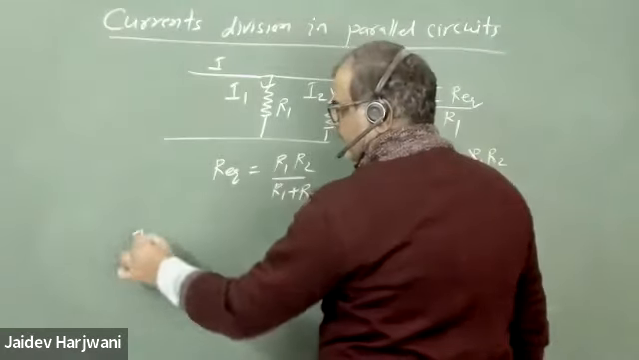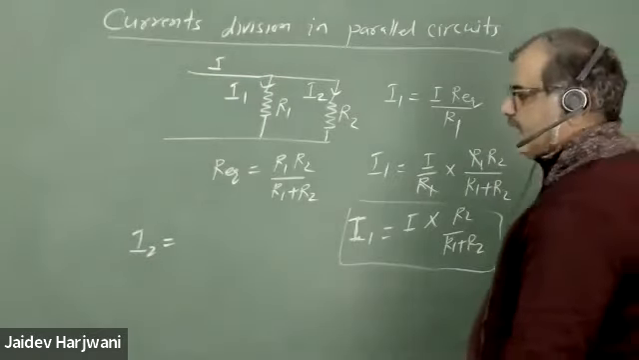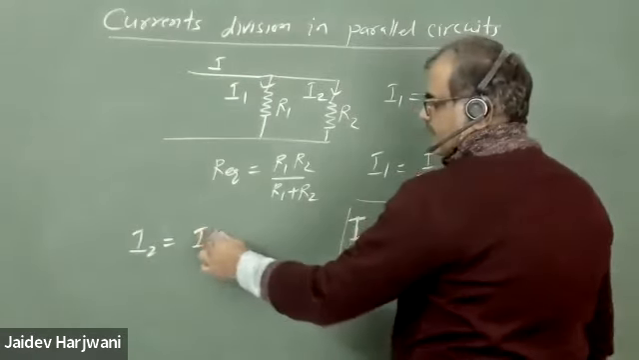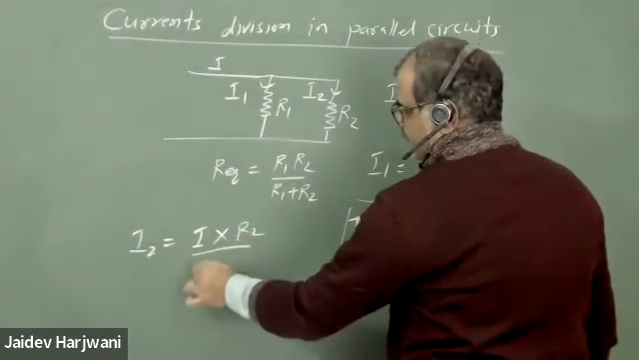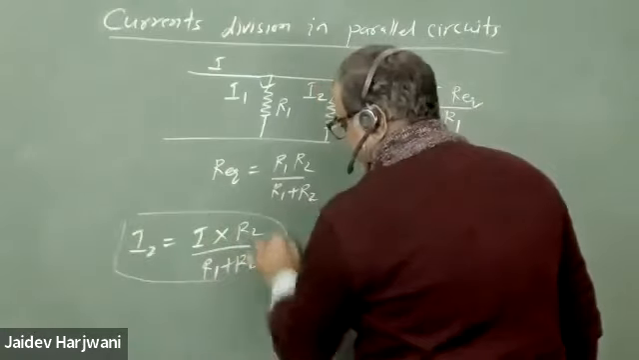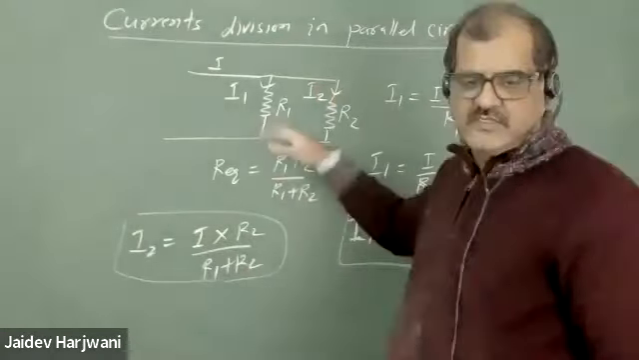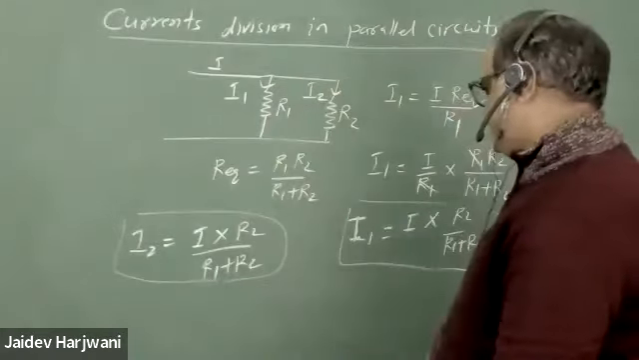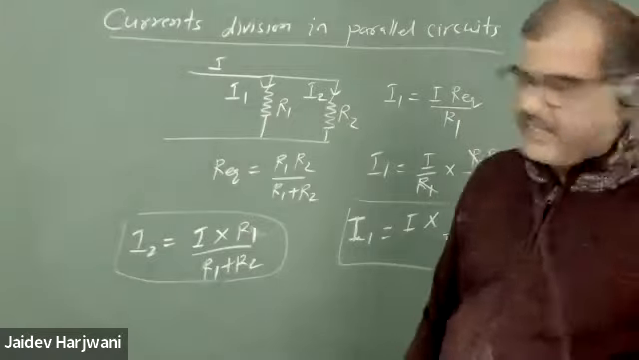Similarly, if I want I2, what should I write? I into R equivalent upon R2, which gives I into R1 upon R1 plus R2. This is a very important formula because we will come across these things again and again.